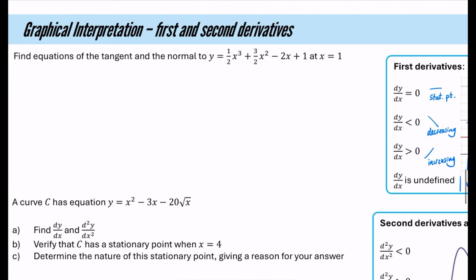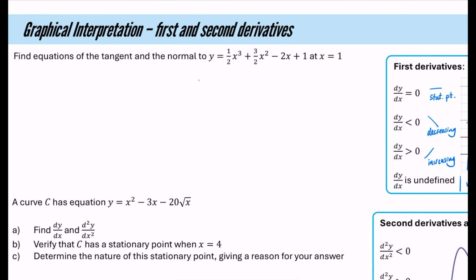So I just wanted to show you how you can put this into context with other things where you might need to find a tangent and a normal. Maybe the idea of a normal is the first time we come across it here. The normal is like a perpendicular to a tangent. So we have y equals a half x cubed plus 3 over 2 x squared minus 2x plus 1. We want to find both the tangent and the normal at this point.